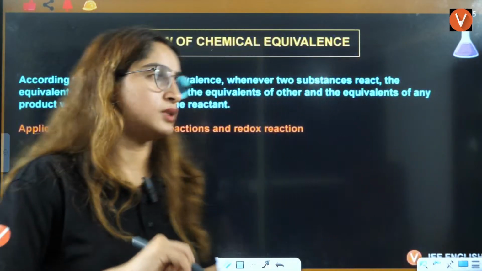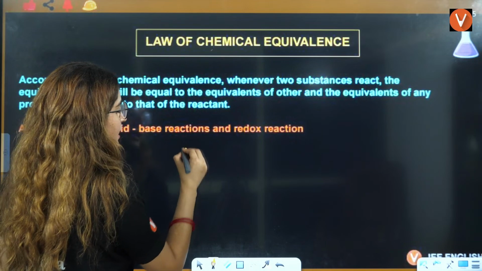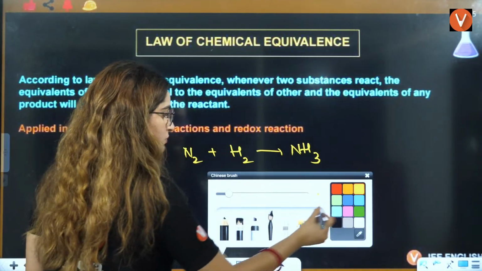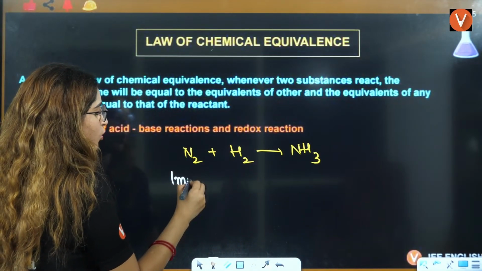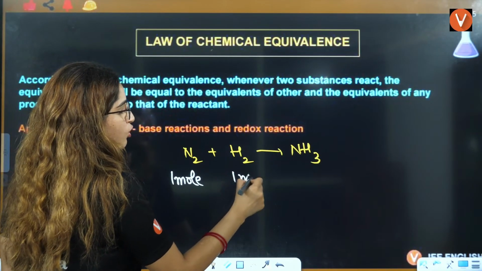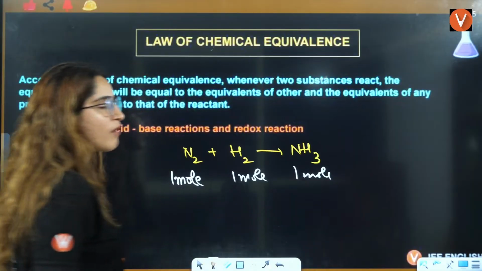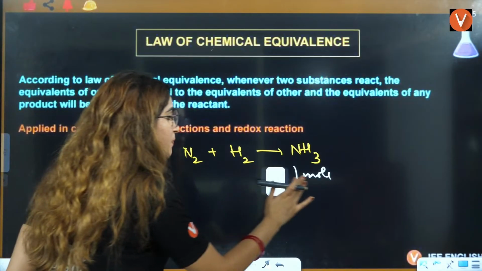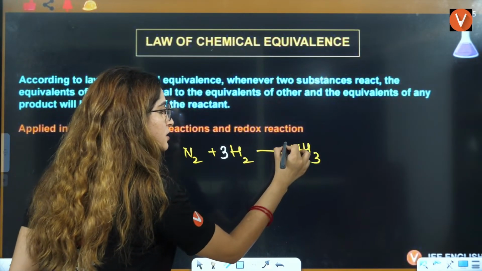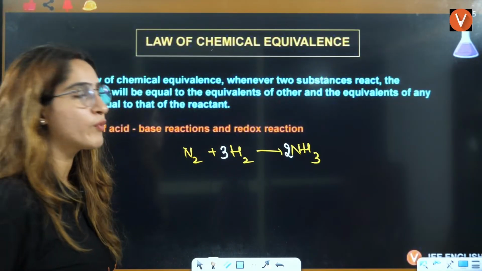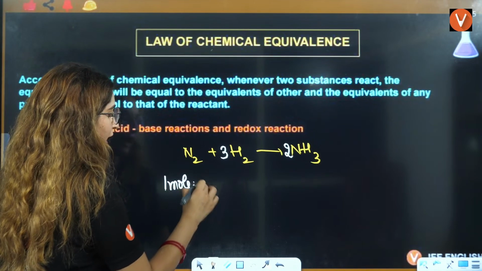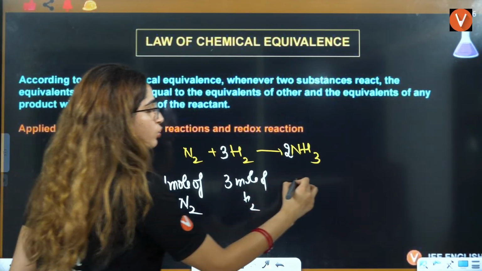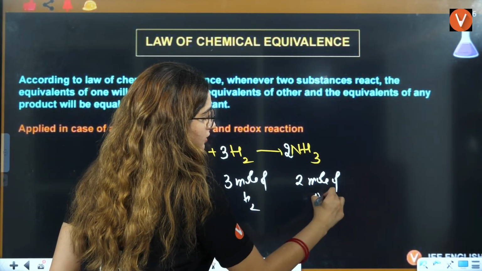Let's say I have given you an equation: N2 plus H2 gives rise to NH3. Now, can you say that 1 mole of N2 equals 1 mole of H2 equals 1 mole of NH3? No. Why? Because the reaction is not balanced. If you balance this reaction, this is 3, this is 2. In the balanced reaction, we can say that 1 mole of N2 will react with 3 moles of H2 to give 2 moles of NH3.